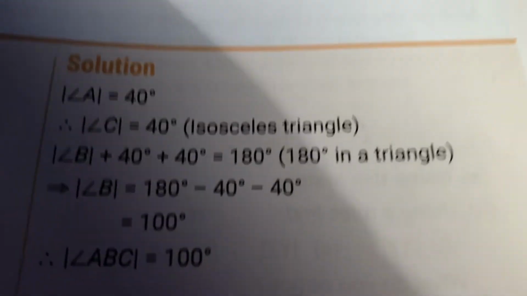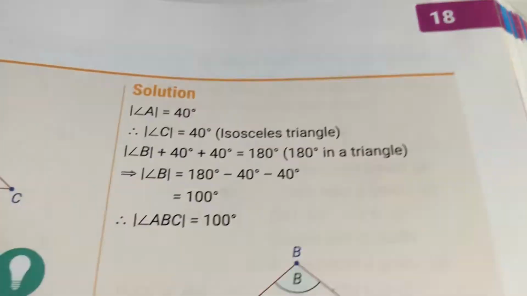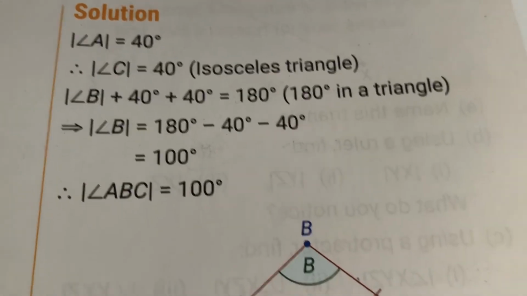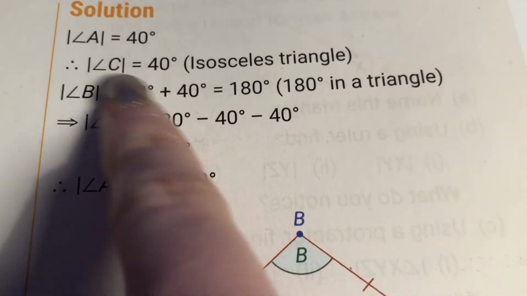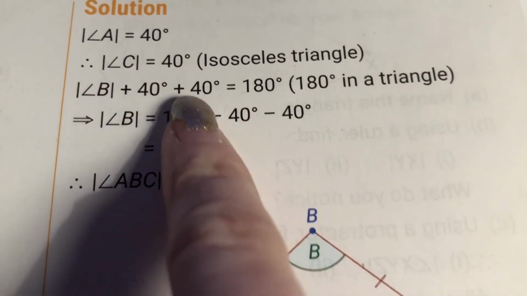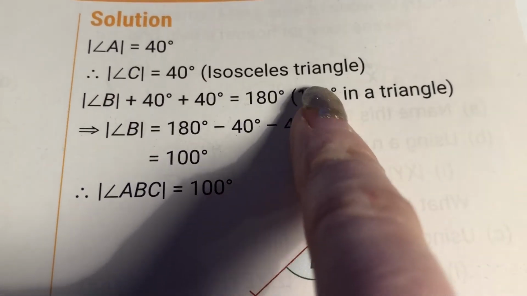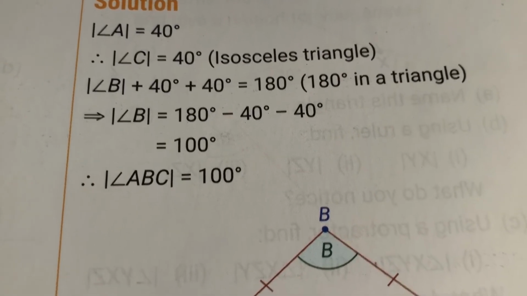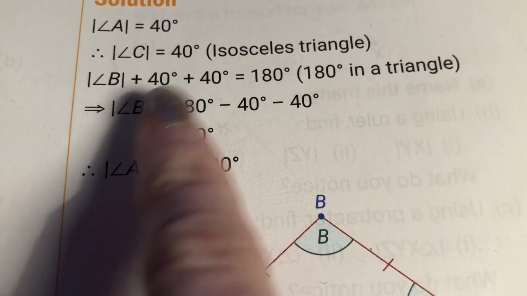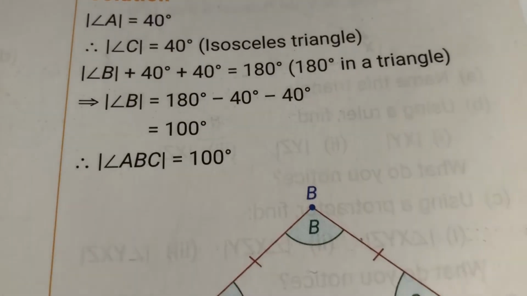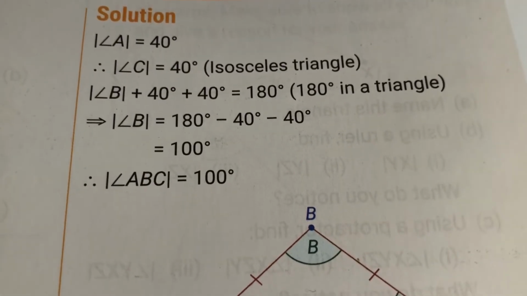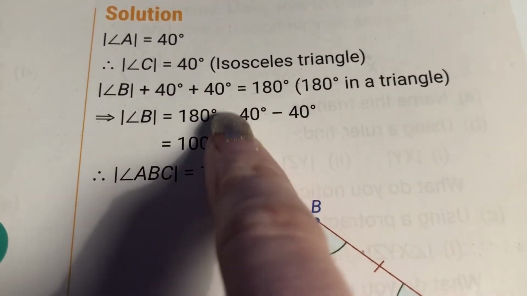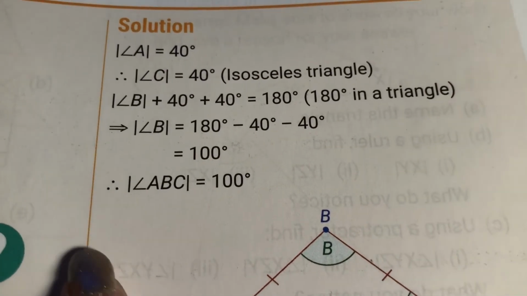So let's have a look at our calculations, our workings. We know that we must always give full workings in all answers. So angle C, because angle A is 40, is also 40, and we've explained why. So there's our reasoning, there's our workings. It's an isosceles triangle. And we know that all three angles must equal 180 degrees. That's theorem 4.